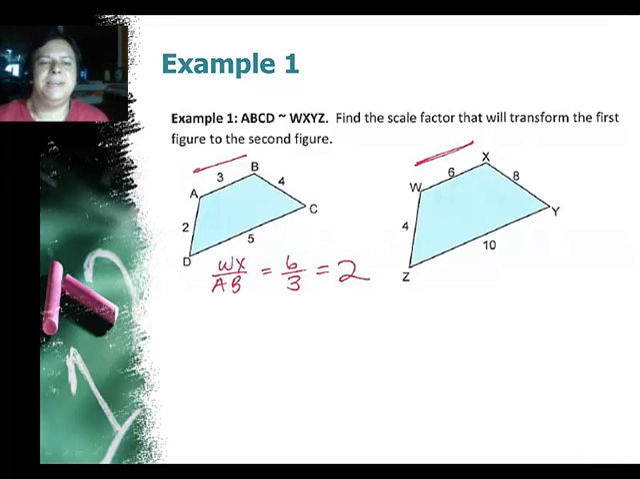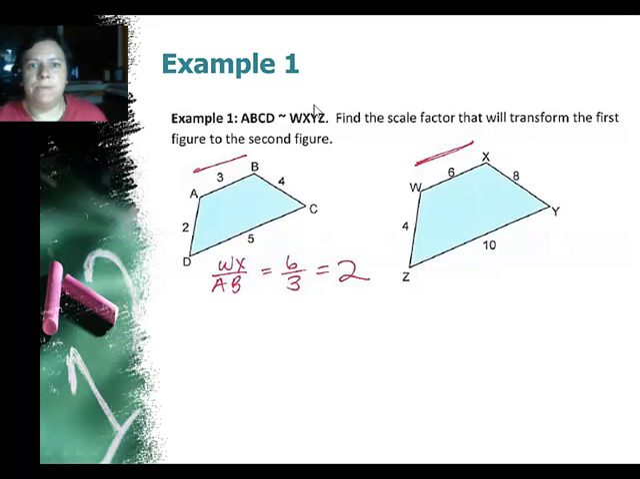Okay, now let's look at example 1 in your notes. Polygon ABCD is similar to polygon WXYZ, and they want us to find the scale factor. Remember, the scale factor is the ratio of the corresponding side of the transformed figure, or the image, over the original figure, also known as the pre-image.